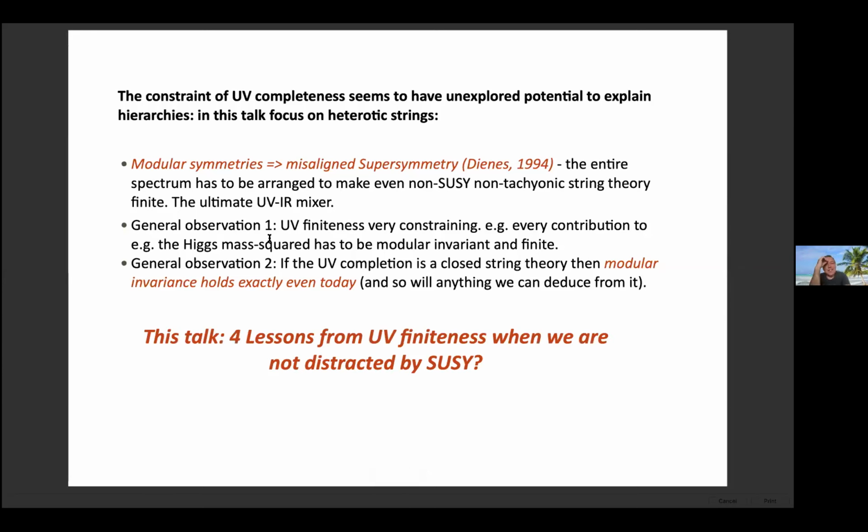So in this talk, I'm going to take those general ideas and give you 4 phenomenology lessons, things you can learn by studying non-supersymmetric strings.